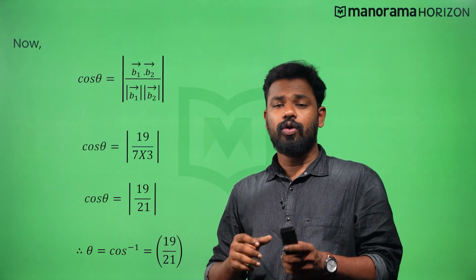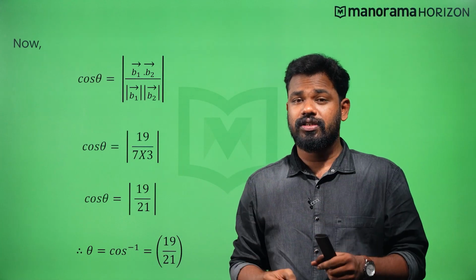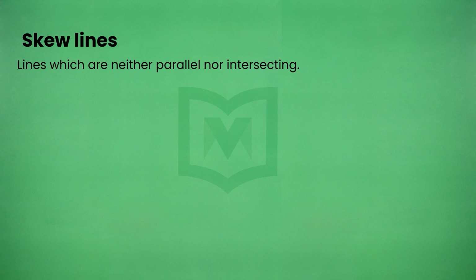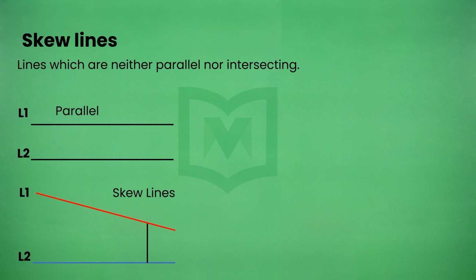I hope you have understood how to find the angle between two lines when the equations are given in vector form. What are skew lines? Lines which are neither intersecting nor parallel are called skew lines. You can see here two parallel lines L1, L2. Here there are skew lines, that is, L1, L2 are skew lines. They never intersect and they are not parallel either. And here, the third one, we have the intersecting lines.